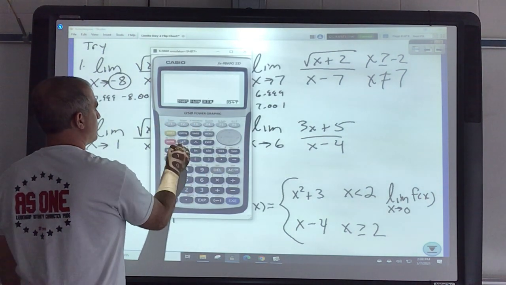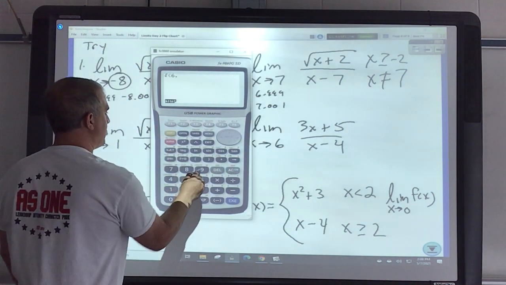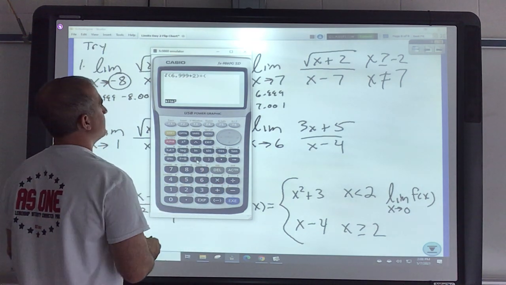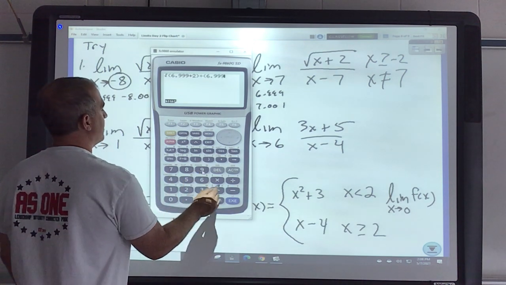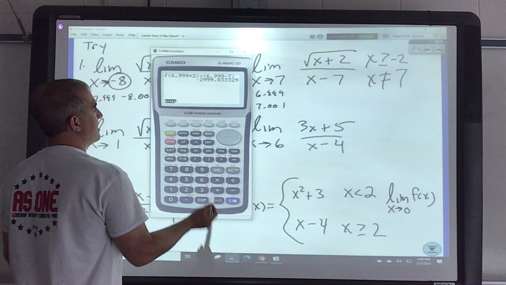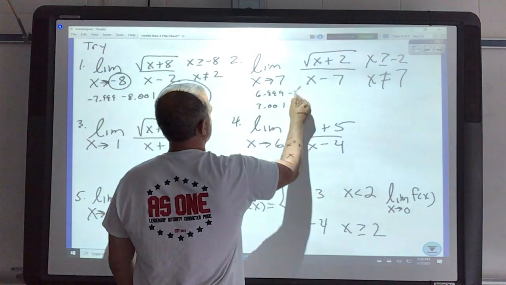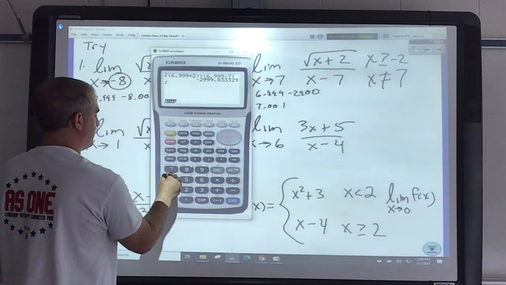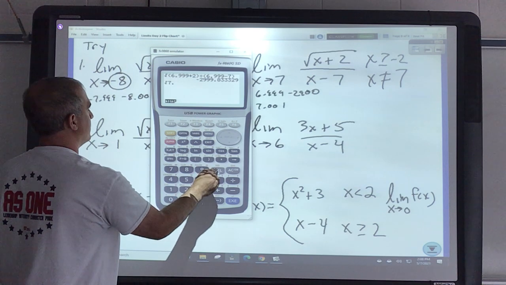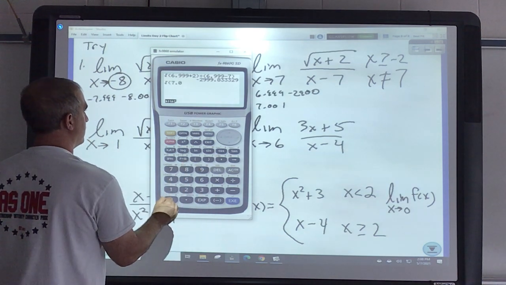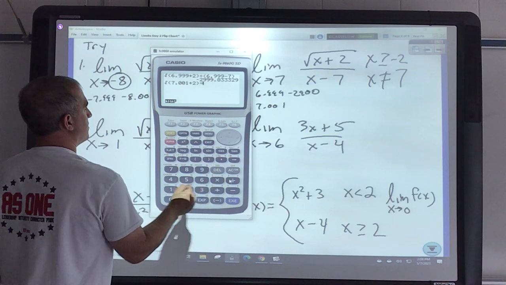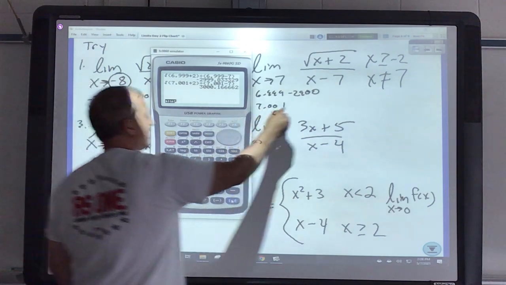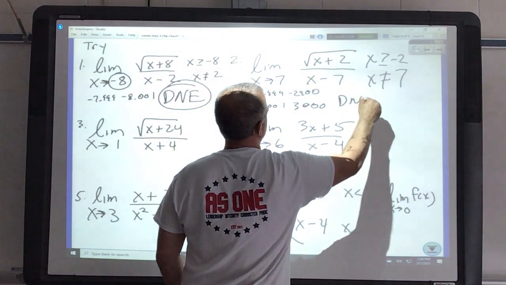So I got square root 6.999 plus 2, all right? Okay, divided by, all right, 6.999, all right, minus 7. I get negative 2,900. Okay, now if I use 7.001, let me use parentheses, plus 2 divided by 7.001 minus 7, that's going to be a positive result. So this is also a do not exist.